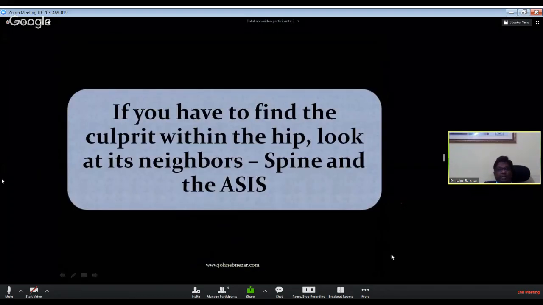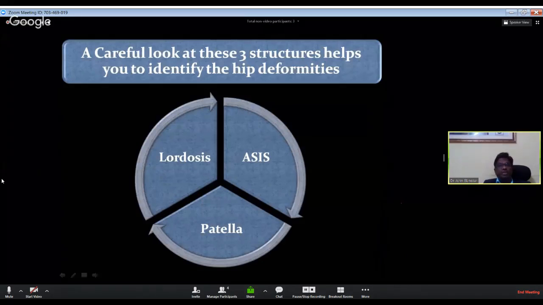If you have to find the culprit in the hip joint, then you have to look at its neighbors. You look at the spine, and you need to look at the anterior superior iliac spine. That will tell you what is lying within the hip joint, because these are the two friends which are trying to hide the problems there. A careful look at these three structures helps you to identify the hip deformities.